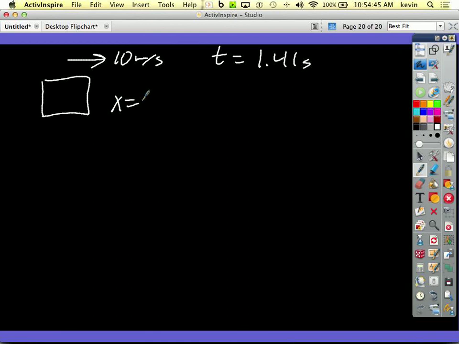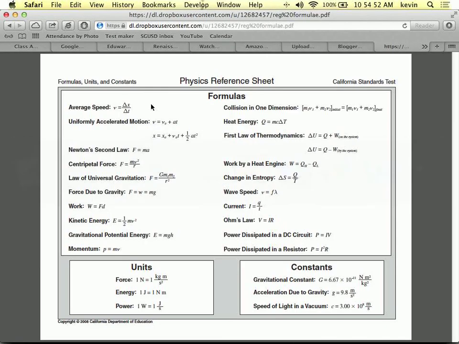So we have another problem. Now we have Mr. Biker moving at 10 meters per second. I know that he's going to travel for a time of 1.41 seconds. The question is, what is his distance? I don't know. I'm stuck. Okay, let's take a look at the formula sheet. Do you see an equation on there that has distance, velocity, and time in it?